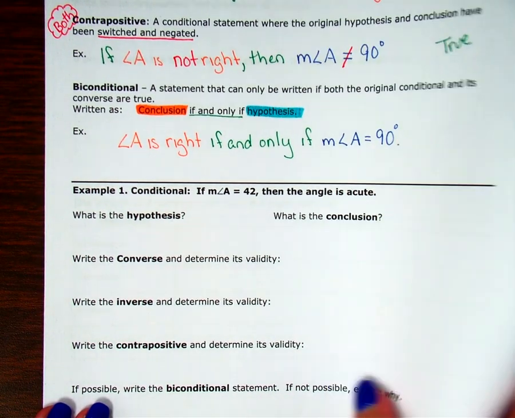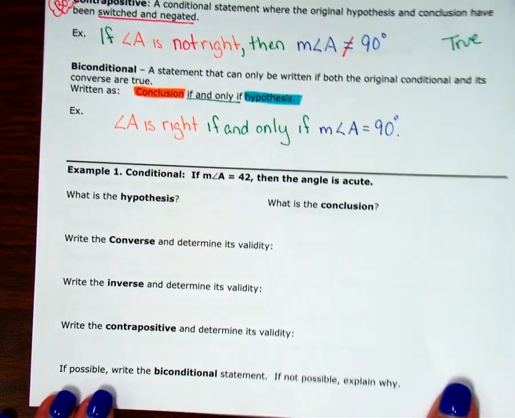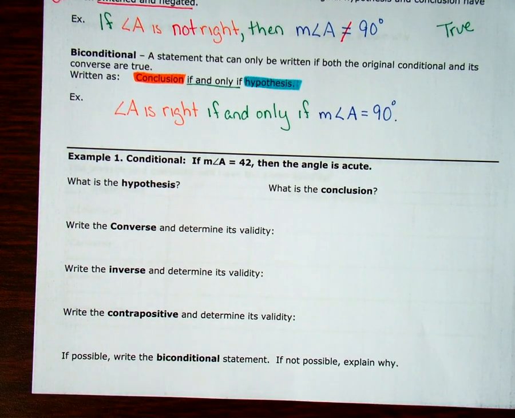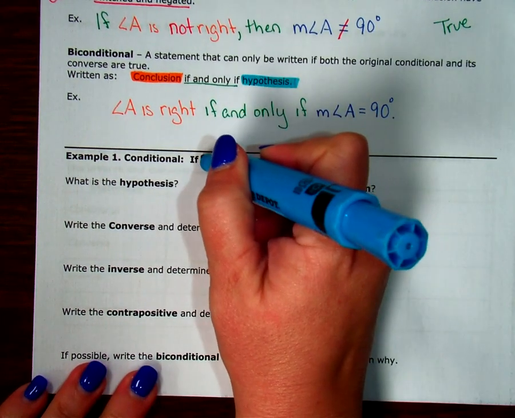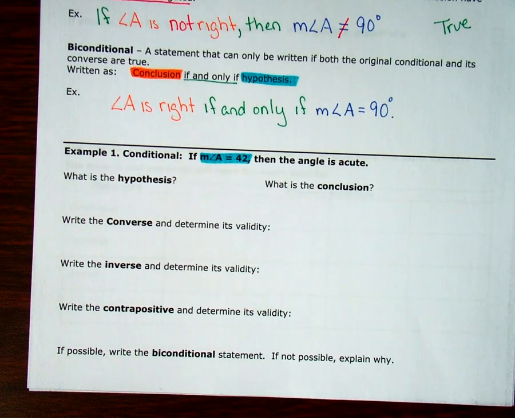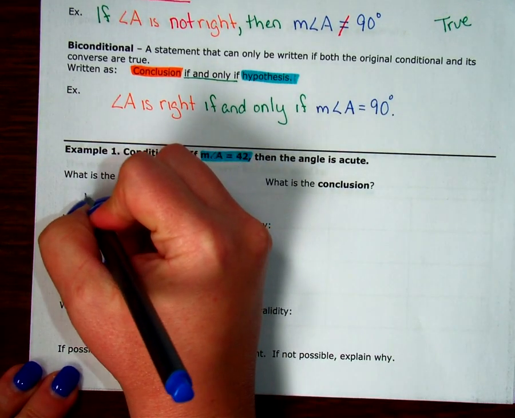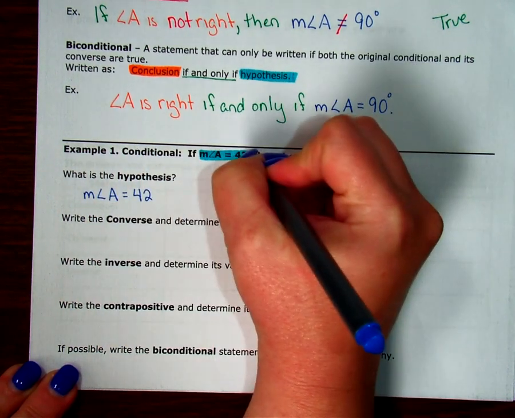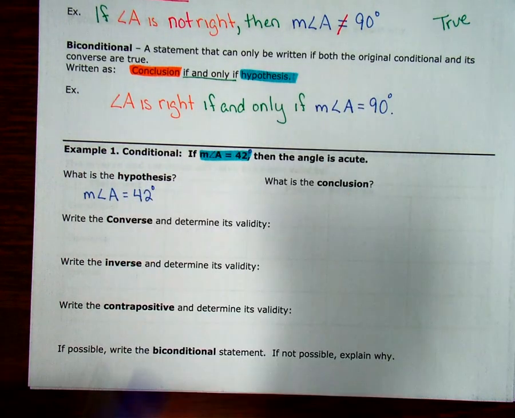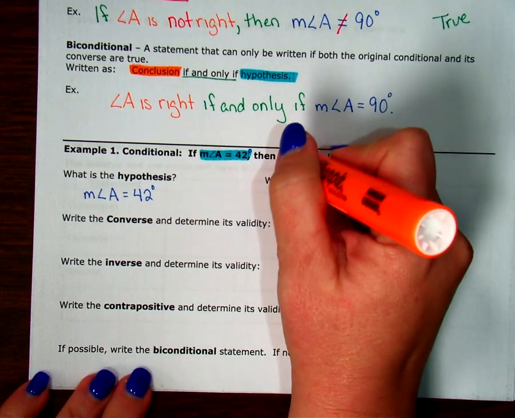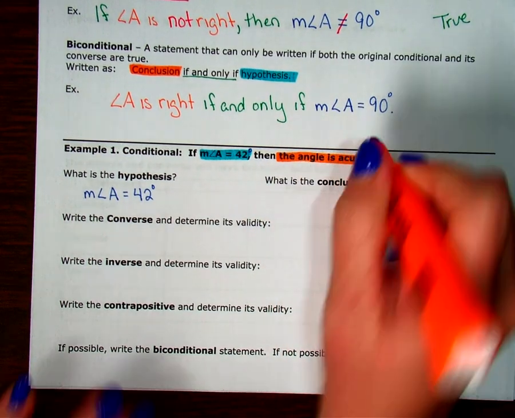It says conditional. If the measure of angle A equals 42, then the angle is acute. So let's look at my hypothesis. The hypothesis is everything between if and then, not including if or then. So my hypothesis is the measure of angle A equals 42. And we probably should have a degrees there. Okay? My conclusion is everything that comes after then, and look, they didn't even use the word it. The angle is acute.